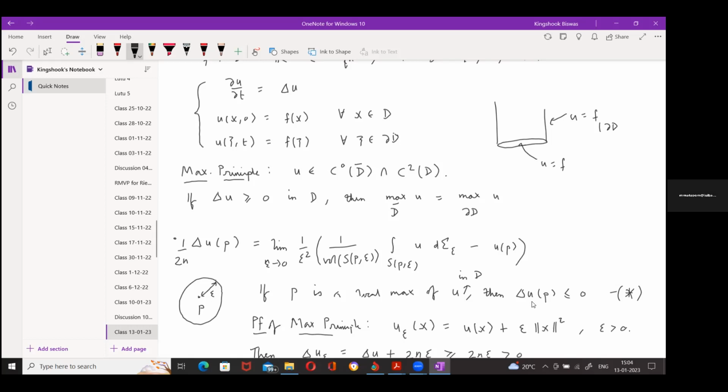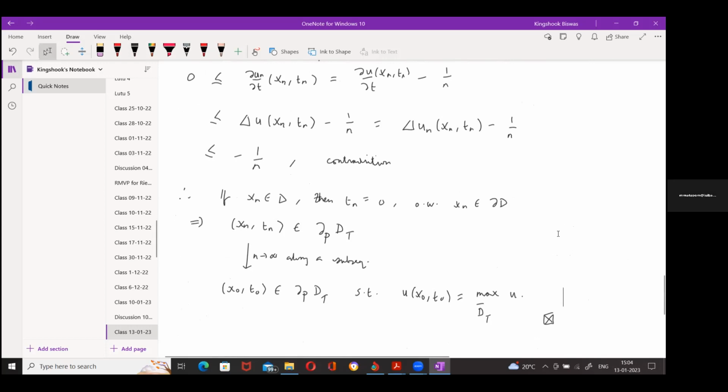And similarly, by considering minus u, which will also be a solution of the heat equation with boundary values minus f, applying the parabolic maximum principle to minus u, you'll get that the minimum is also attained on the boundary. And so the minimum will also be some value of f. So the maximum and minimum of u will be bounded, and so mod u will be bounded, for all time. Is that clear?